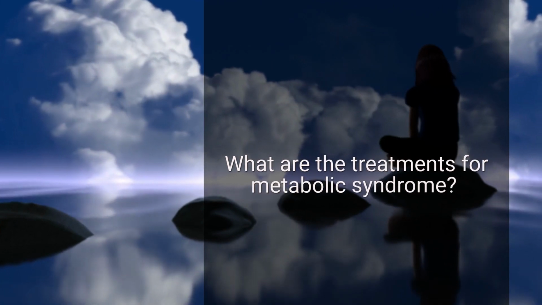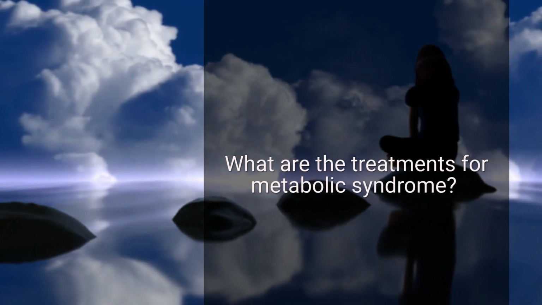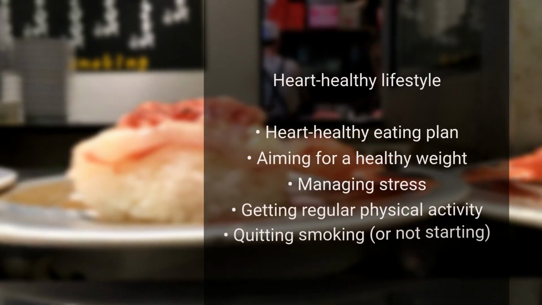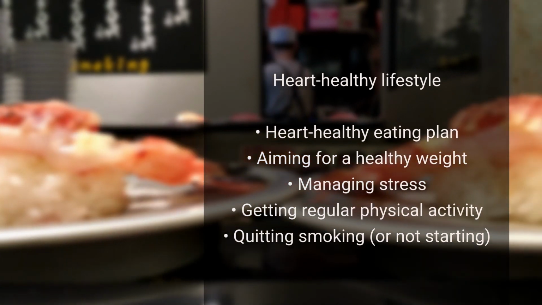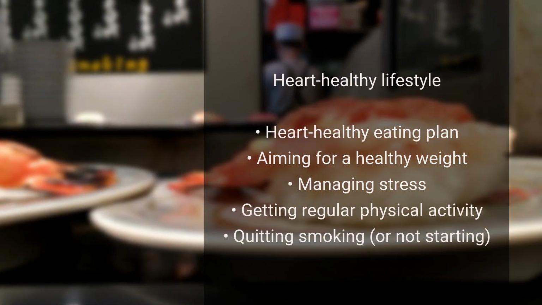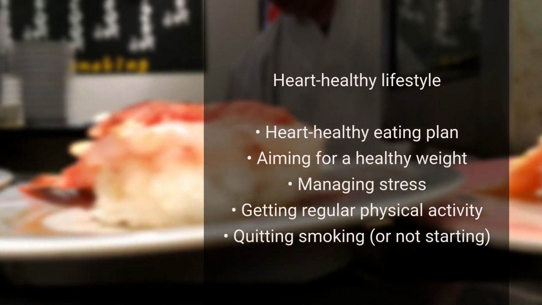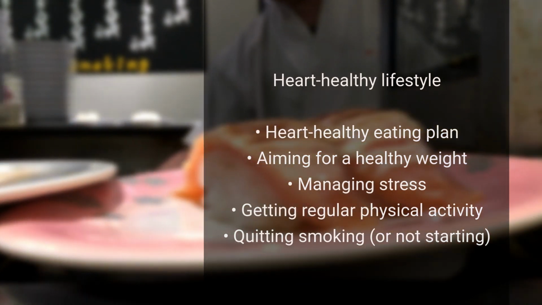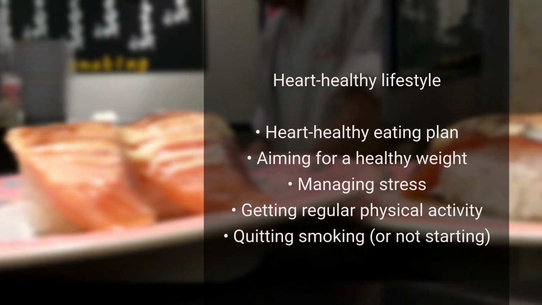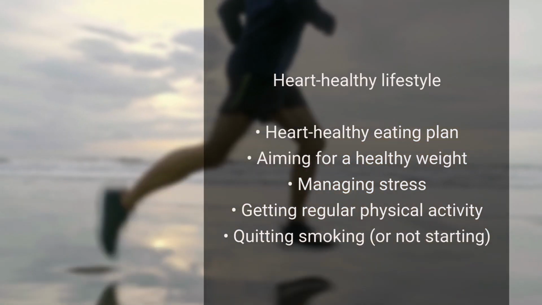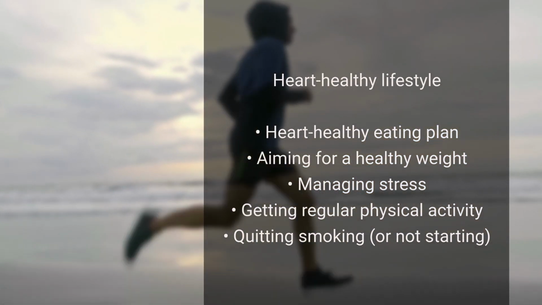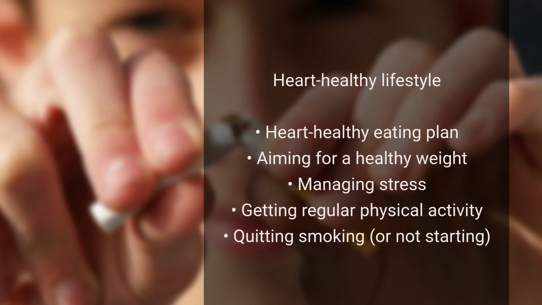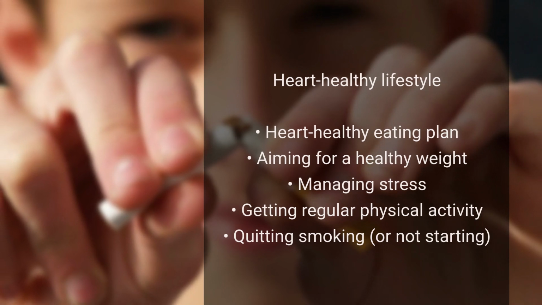The most important treatment for metabolic syndrome is a heart-healthy lifestyle, which includes a heart-healthy eating plan, which limits the amount of saturated and trans fats that you eat. It encourages you to choose a variety of nutritious foods, including fruits, vegetables, whole grains, and lean meats. Also, aiming for a healthy weight, and managing stress, plus getting regular physical activity, and, finally, quitting smoking, or not starting if you don't already smoke.